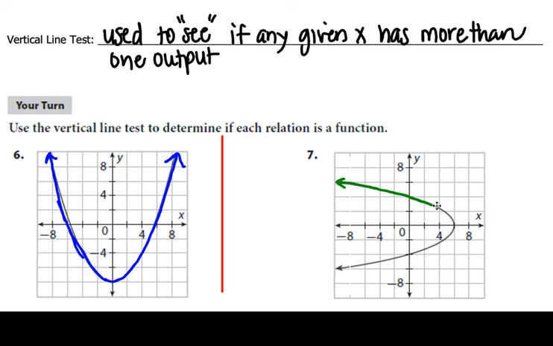Let's look at number 7. Number 7, using the vertical line test. So I'll come over here and I'm going to go from right to left. Right here, it passes the vertical line test because it only touches the graph once. But as soon as I move to the left, you can see that it intersects the graph more than one time. As soon as it intersects the graph any place more than one time, it is not a function. So the graph on the left is a function passing the vertical line test, and the graph on the right is not a function. It fails the vertical line test.